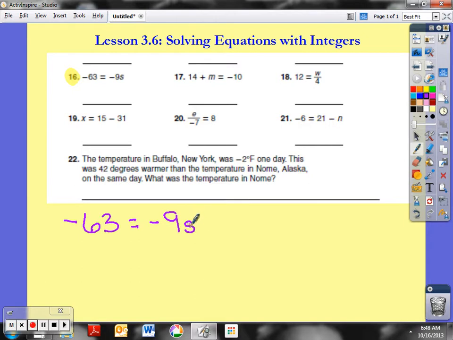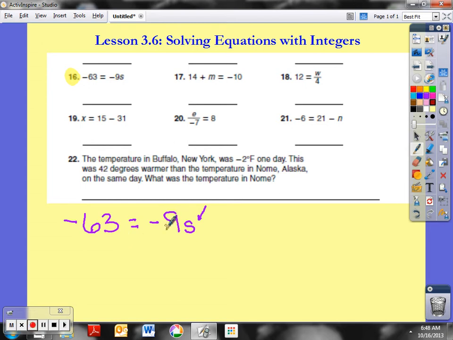Now also, I know going back from chapter 2, when I'm trying to solve an equation, I'm trying to figure out how much one of these variables is worth. I don't care what negative 9 is worth. I want to know what just 1s is worth. So I need to evaluate for 1s. So to do that, I need to do the inverse of whatever this operation is. So right now it's saying, hey, multiply negative 9 times something to get negative 63.